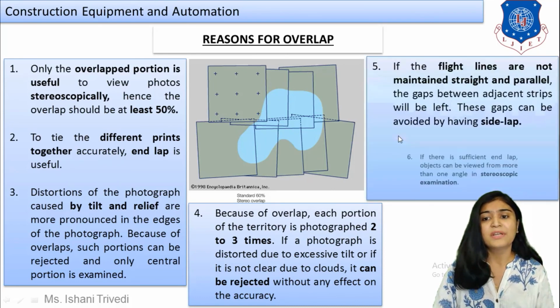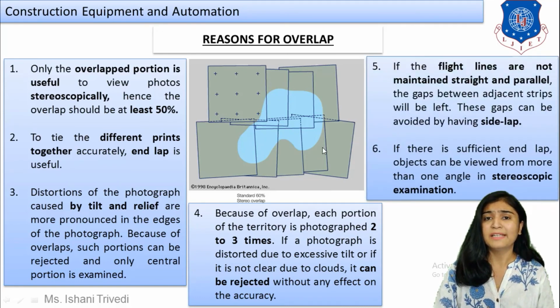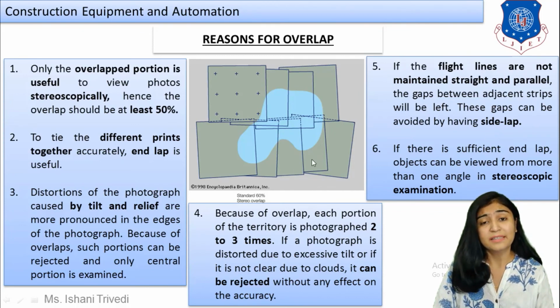Again the same point. Next, if the flight lines are not maintained straight and parallel, then gaps between the adjacent strips will be left. These gaps can be filled up with the help of the side lap. I think this is also understood by you. This is just giving a conclusion to the full concept regarding the overlap.